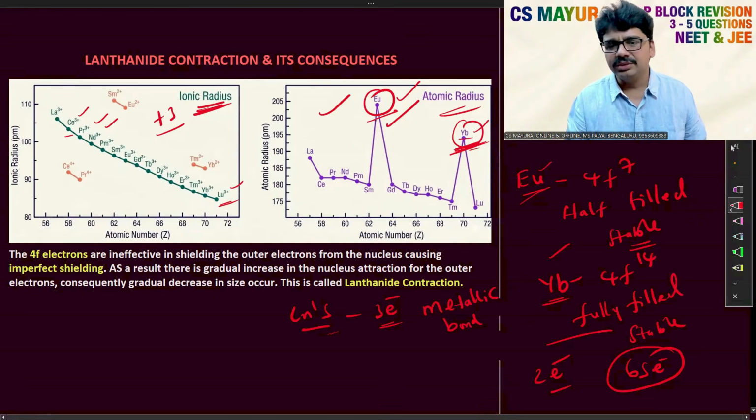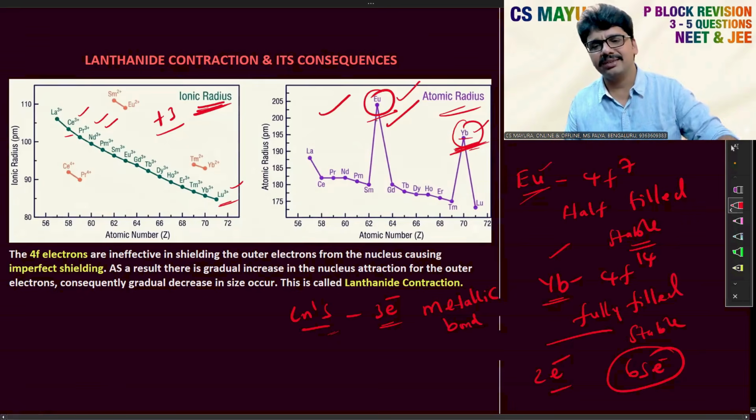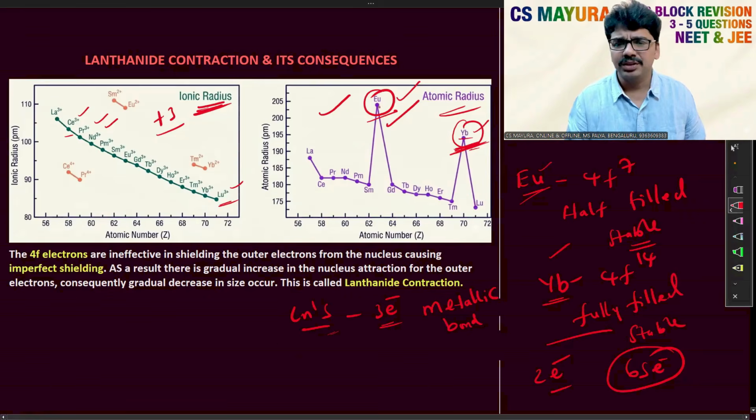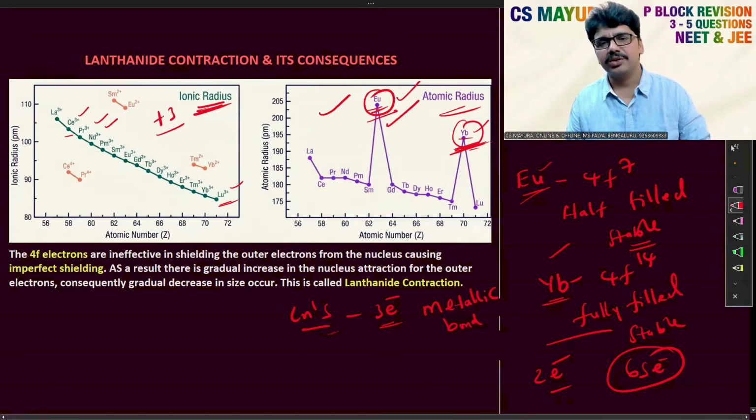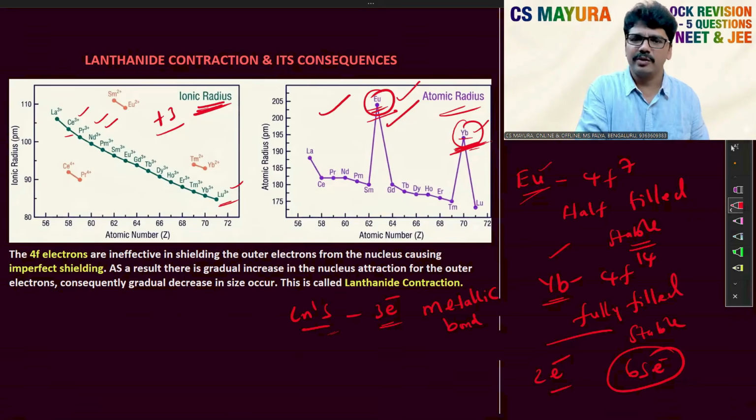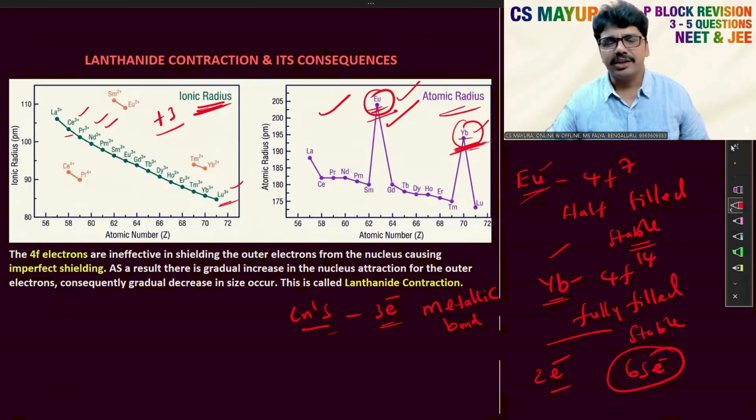Then why does europium have a larger atomic radius than ytterbium? The simple reason is, this is europium. Ytterbium is the second last element. Second last element means the number of protons is more compared to europium. Ytterbium has more protons, so more nuclear charge. Due to more nuclear charge, ytterbium's atomic radius is less compared to europium. This is the same reason why the radius decreases from left to right: the number of protons increases, effective nuclear charge increases, and size decreases. Right? I hope it is clear.